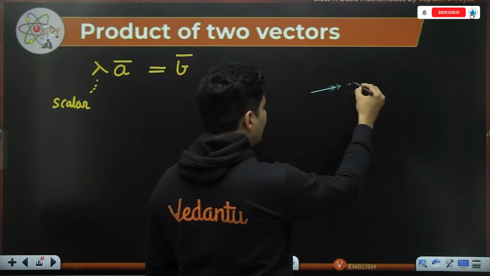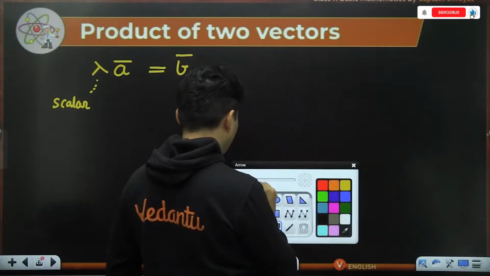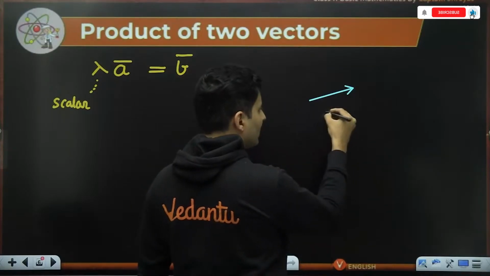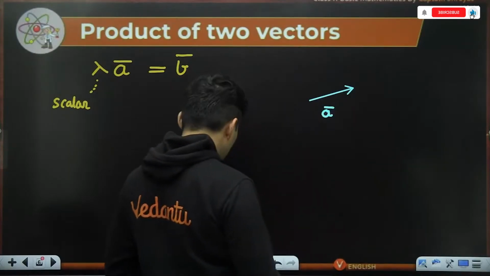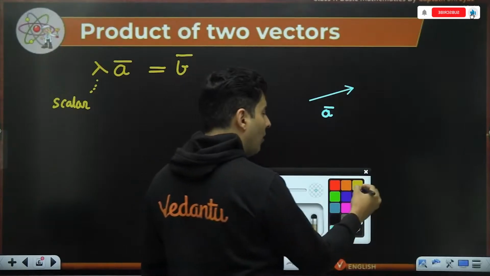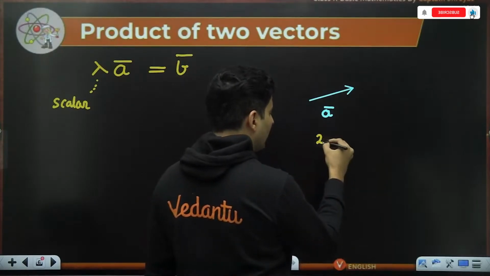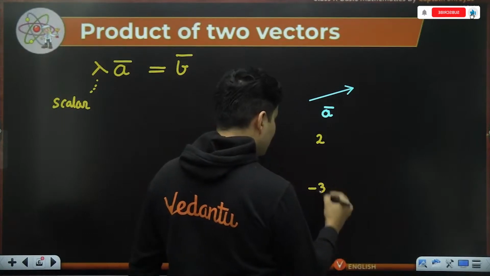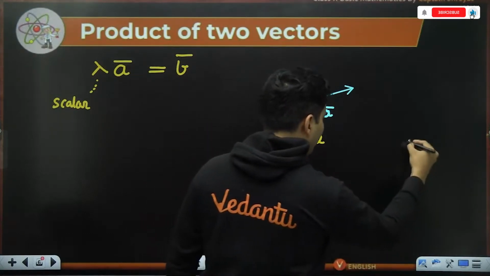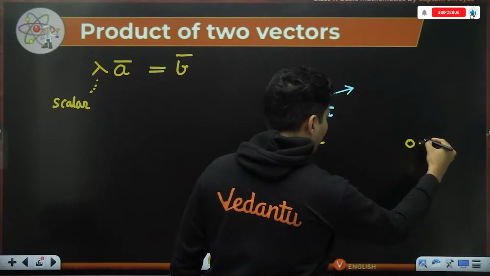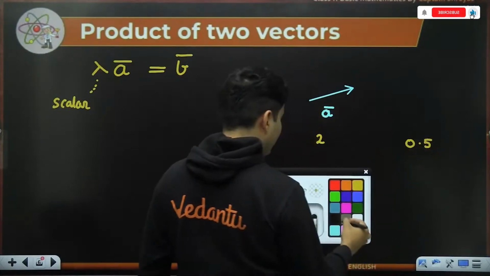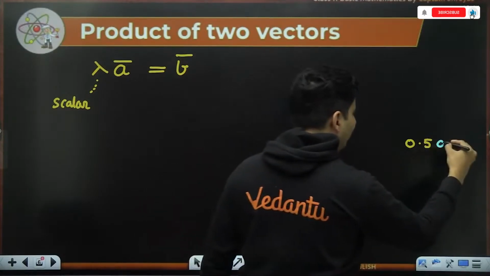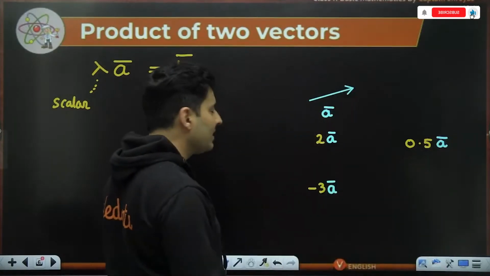Let's say for example, I have a vector over here, and I say that this vector is nothing but a bar. So what if I tell you how much will be 2 times, or let's say minus 3 times, or let's say 0.5 times of that particular vector. 2 times a bar, minus 3 times a bar, 0.5 times a bar. What will these vectors look like?